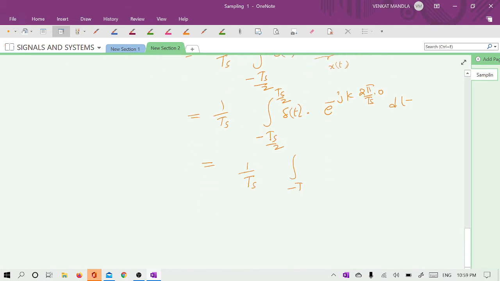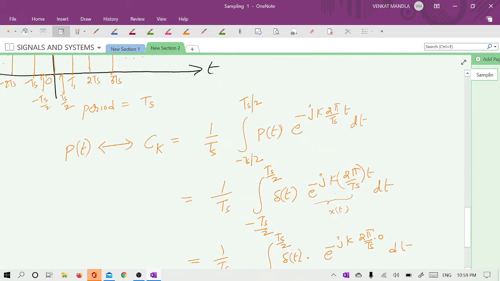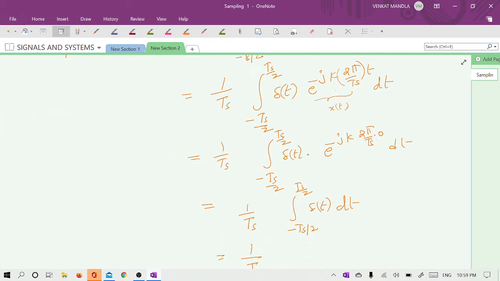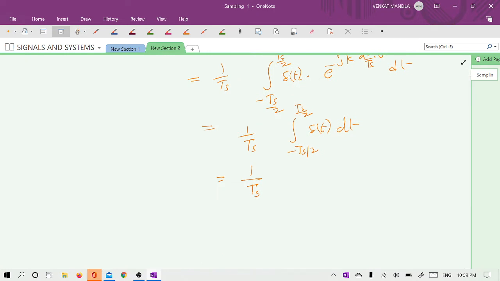over Ts, integral from minus Ts by 2 to plus Ts by 2 of del of t dt. And remember, the t limits are minus Ts by 2 to plus Ts by 2, so in between we have 0. So 0 is there. If the limit contains 0, then we will get the area under this curve become 1.